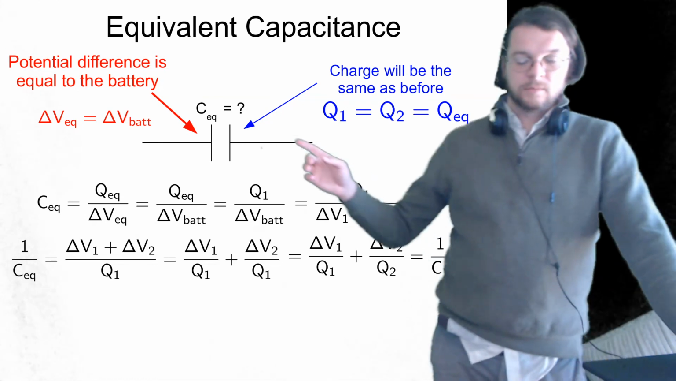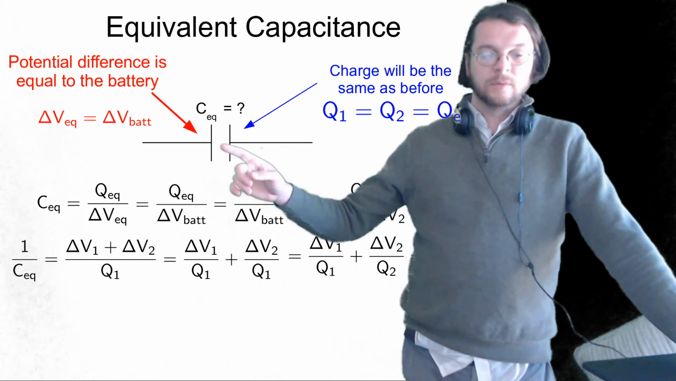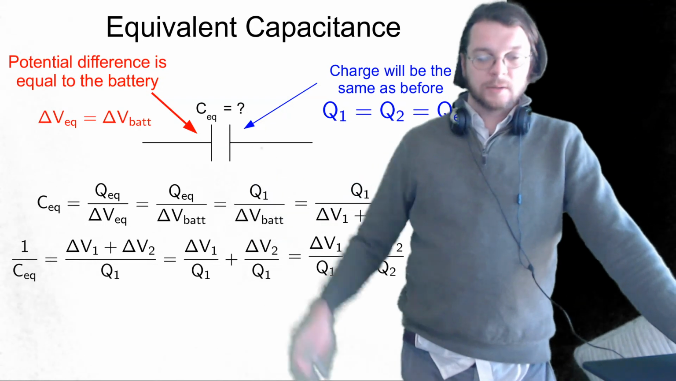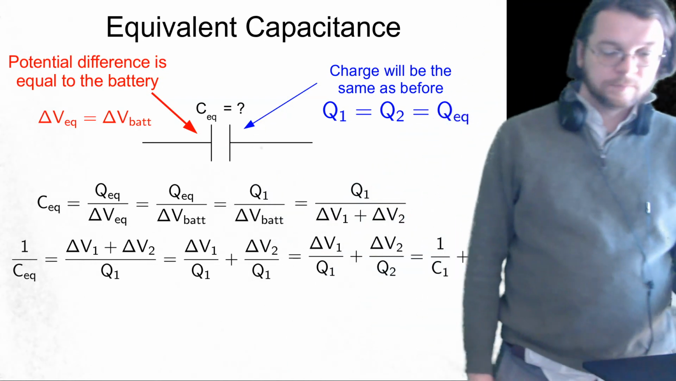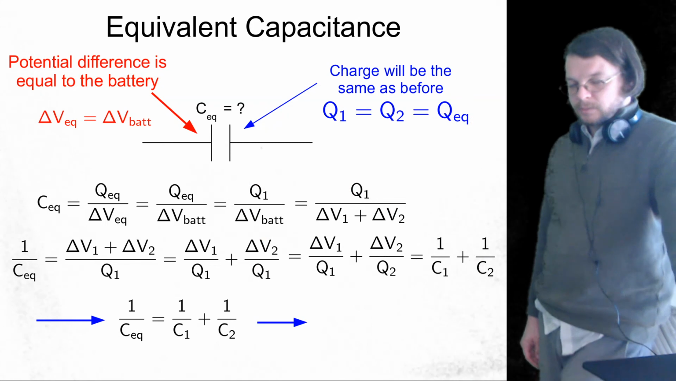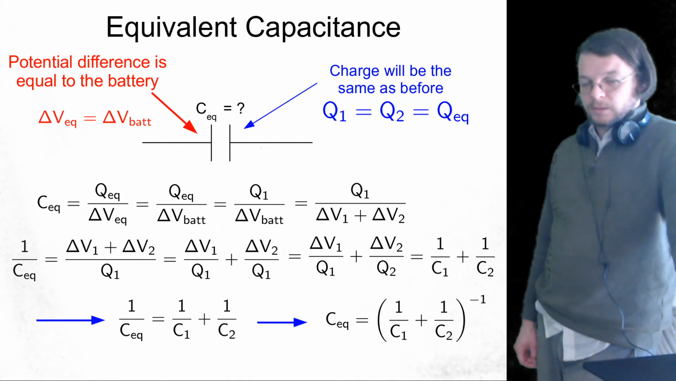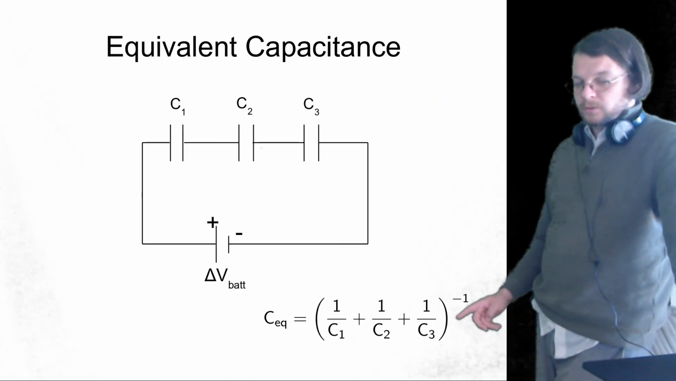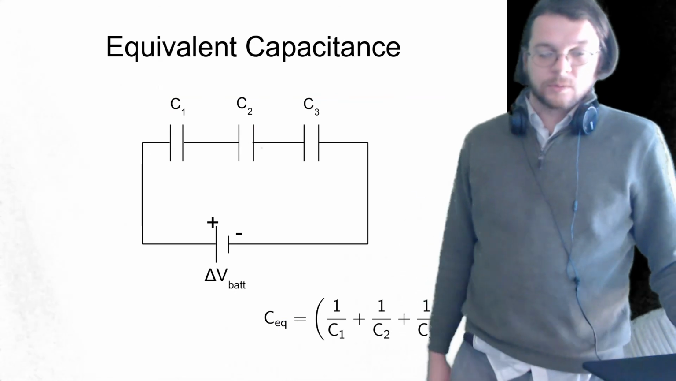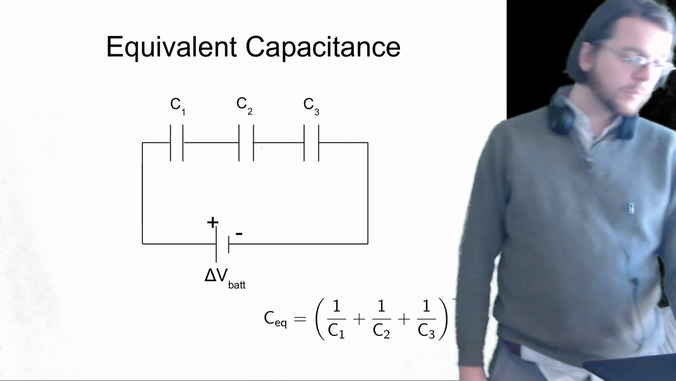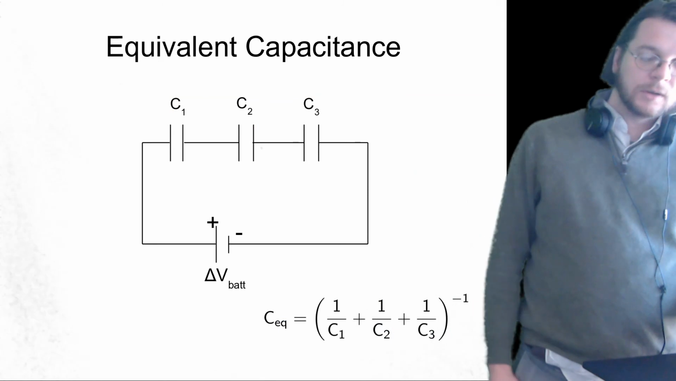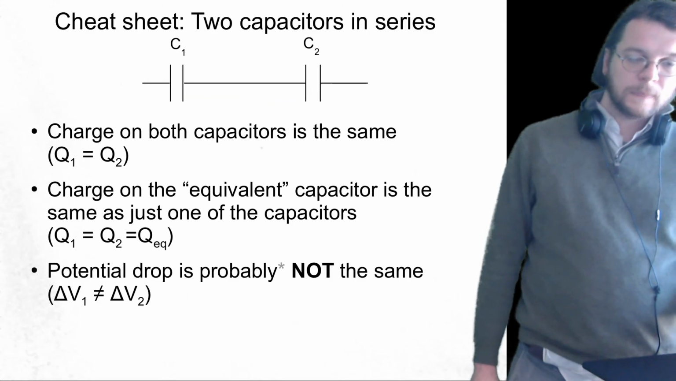Again, this all comes from understanding that the charge on the equivalent capacitor is just the charge on one of these plates. So the general rule is something like this for two capacitors. For more than two capacitors, you get something like this, and I think you can imagine what it would be for 4 or 5 or however many. But this is what you get for those rules.